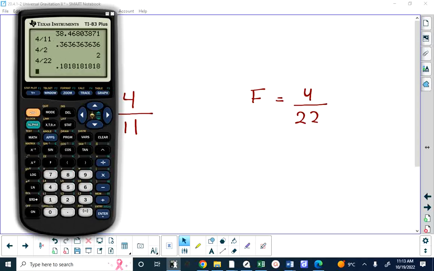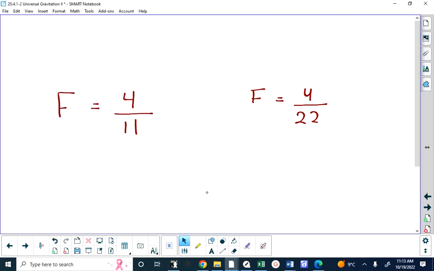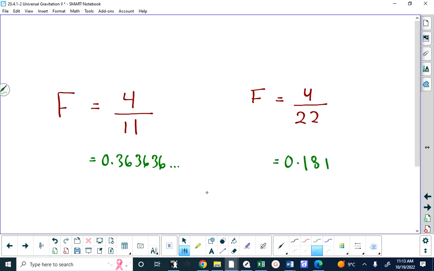Now, I don't know if you can tell. I picked numbers that aren't really obvious, but they're pretty obvious. This is equal to 0.3636 etc. This is equal to 0.181818, etc. Right? Is there a relationship? Well, yeah, this second fraction is half as great as the first fraction.